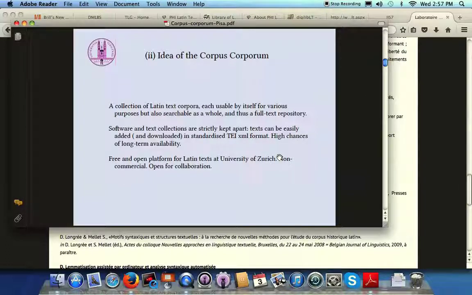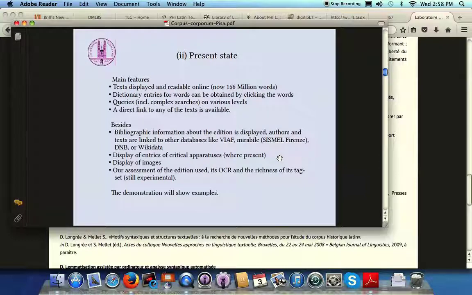To keep the text and the software apart was one of the main ideas, to have high chances of long-term availability, especially of the texts. In the case of a project like Brepols, it's not so clear what's going to happen with the texts in case the Brepols publishers lose interest in the project, or I don't know what, because it is unknown in what format they have their texts. It's nothing standardized as far as I know. So that was the main idea behind the Corpus Corporum.